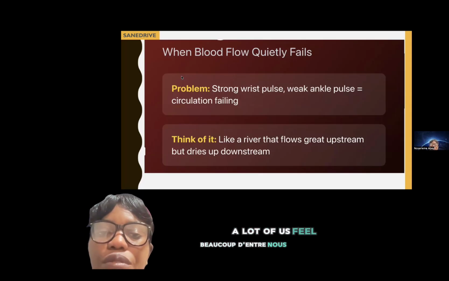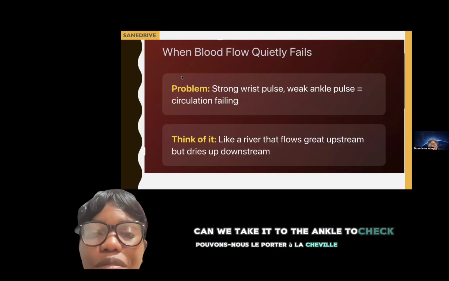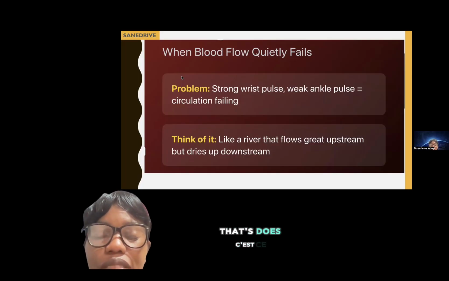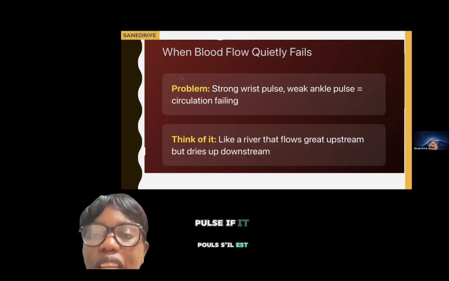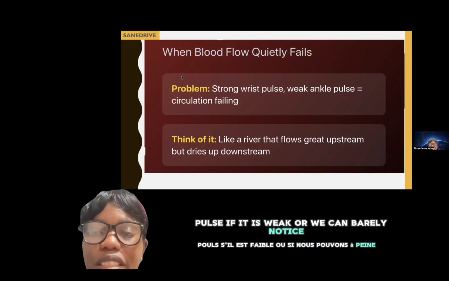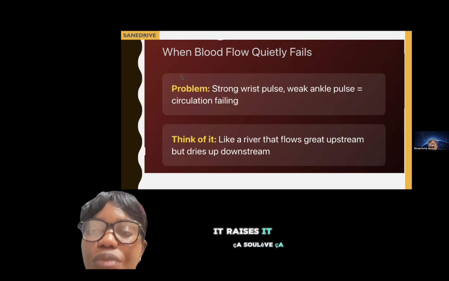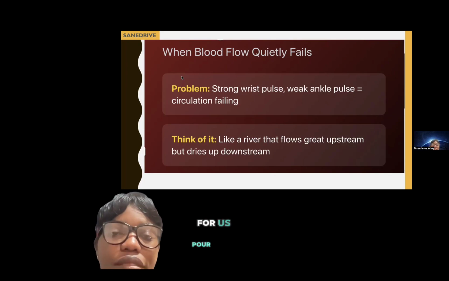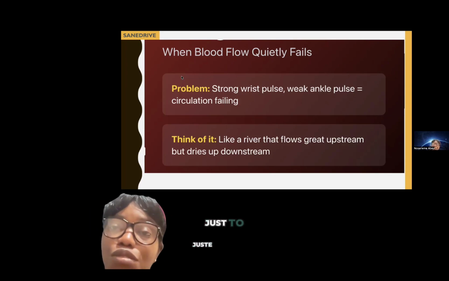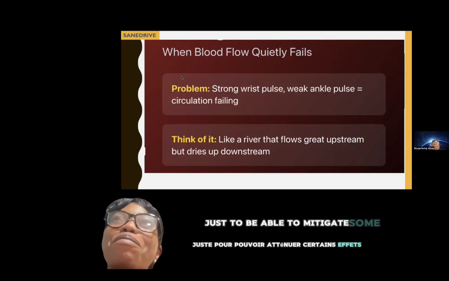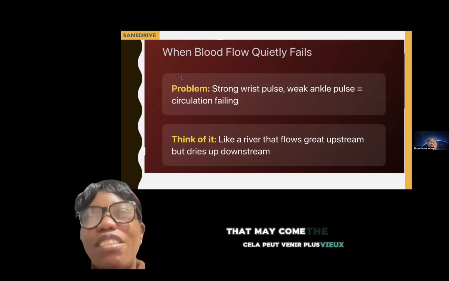Now, a simple test is to try to feel the pulse on our wrist. That would be strong, right? A lot of us feel it. Now, can we take it to the ankle, to the top of our feet? That's the dorsalis pedis pulse. If it is weak or we can barely notice it, we might need to pay some attention. I have tried to do some of this, and sometimes it makes me wonder, am I healthy? But it's just for us to pay attention to some of these things.